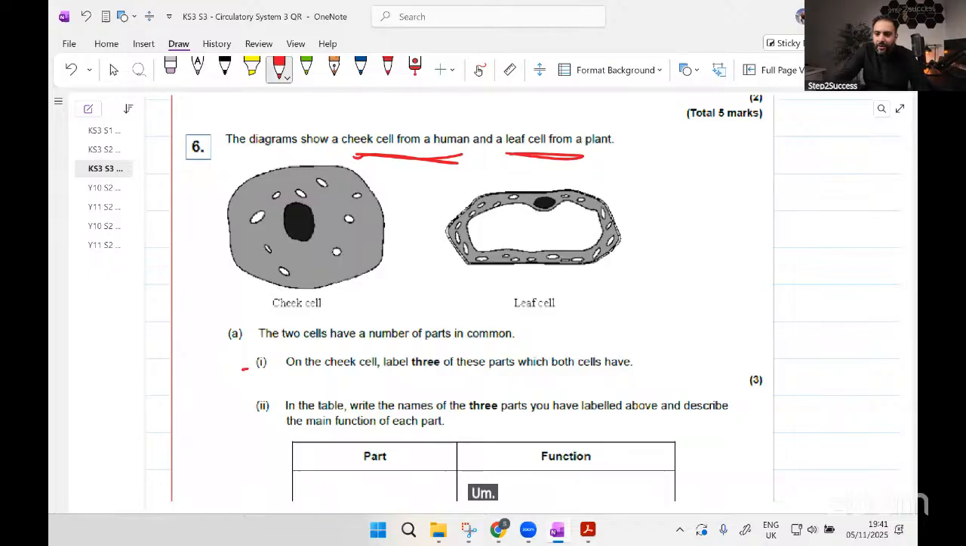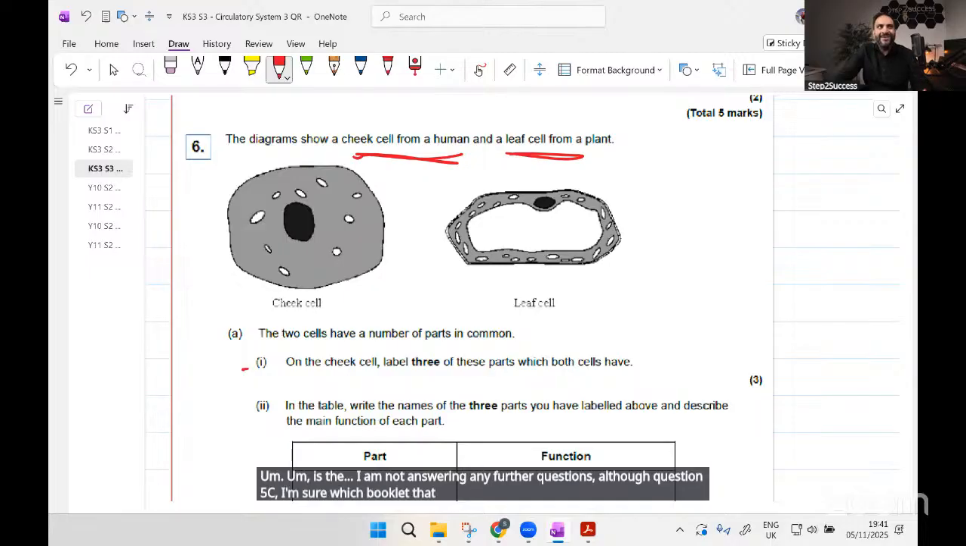I am not answering any further questions, although question 5C, I'm not sure which booklet that's from, but I want the questions to come in earlier on during this session.